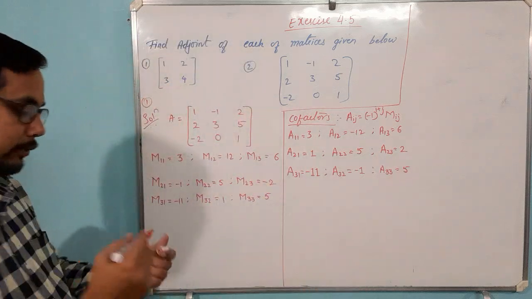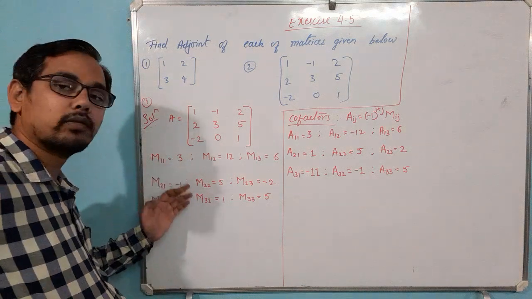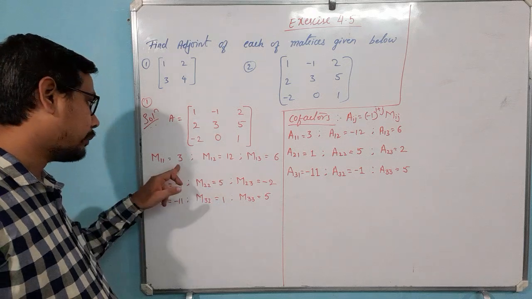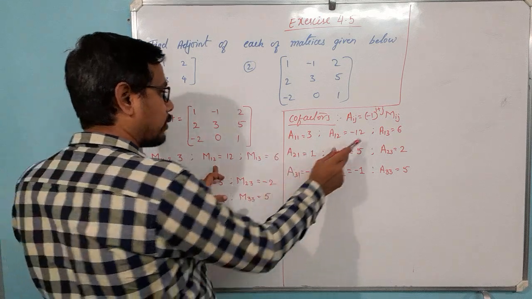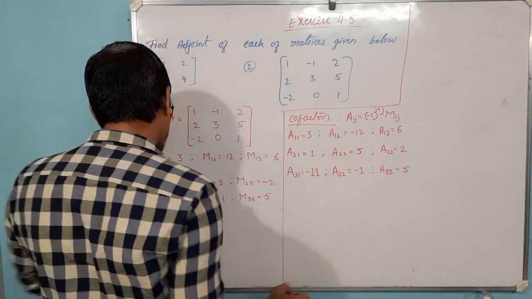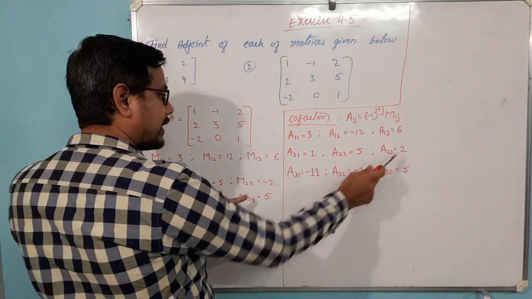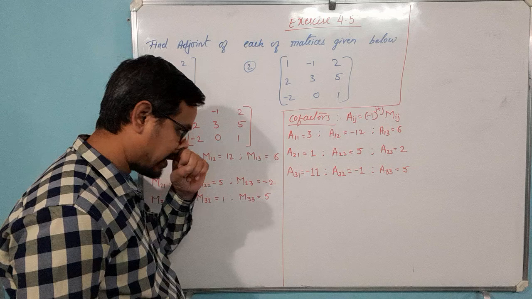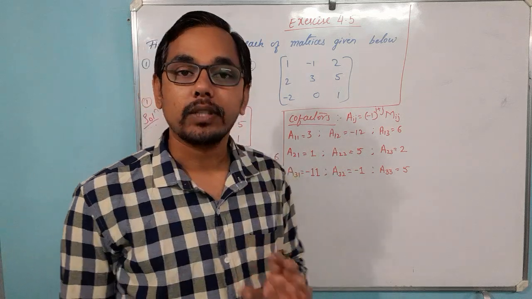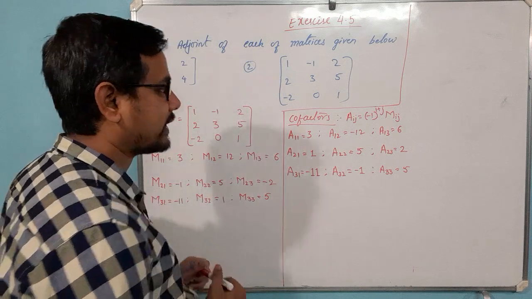So you can say alternately positive and negative signs will come. The first one will be positive as it is, the second one will be the negative of that, the third one as it is, the fourth one negative, the fifth as it is, the sixth negative, the seventh as it is, the eighth negative, and the ninth as it is. So this is how it will be. Now we have calculated the cofactors.